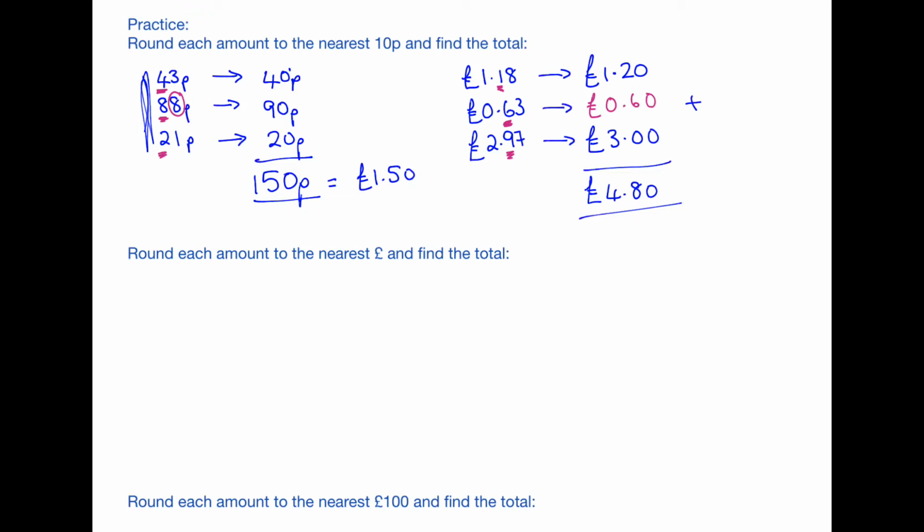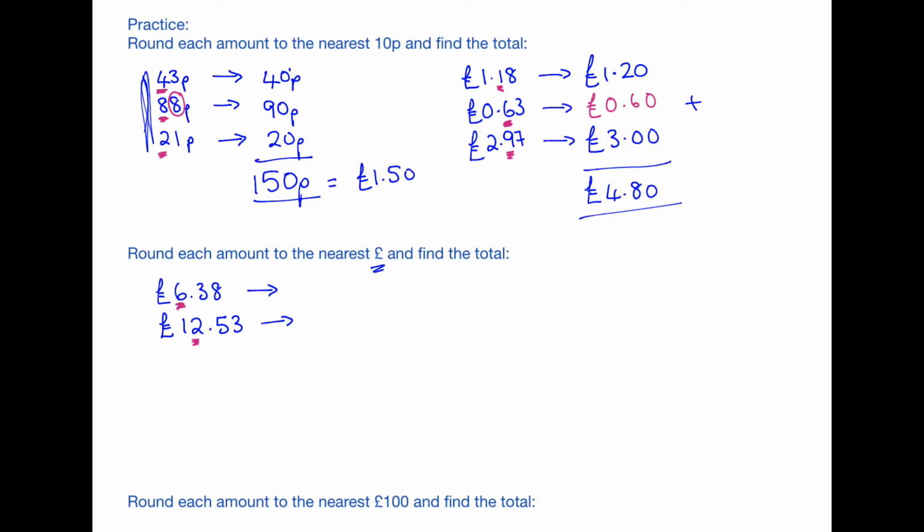Okay, so let's start with £6.38 and £12.53. Okay, so we're just going to have 2 numbers to start with this time. So we're going to round these to the nearest pound. Okay, so our pounds digit is the one straight in front of the decimal point. So it's this one and it's this one.